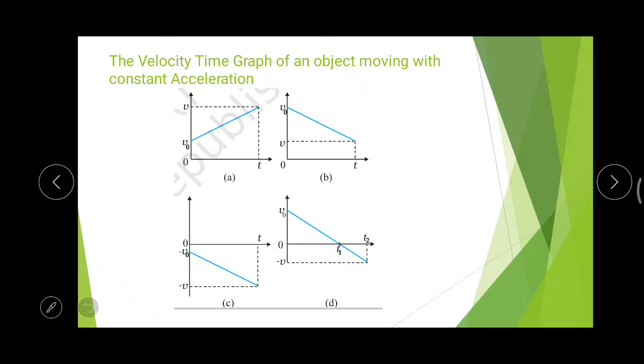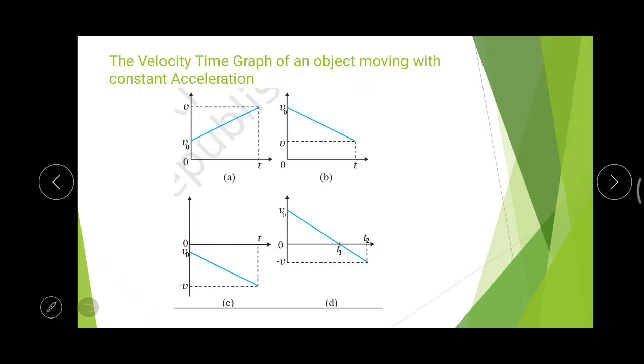Such kinds of motion are known as motion with a constant acceleration, or the acceleration value will be a constant. Suppose we come to the first graph, A. You can see that when time increases, the velocity is also increasing. The initial velocity is v0 and the final velocity is v. So the motion is in the positive x direction, and the velocity is increasing.